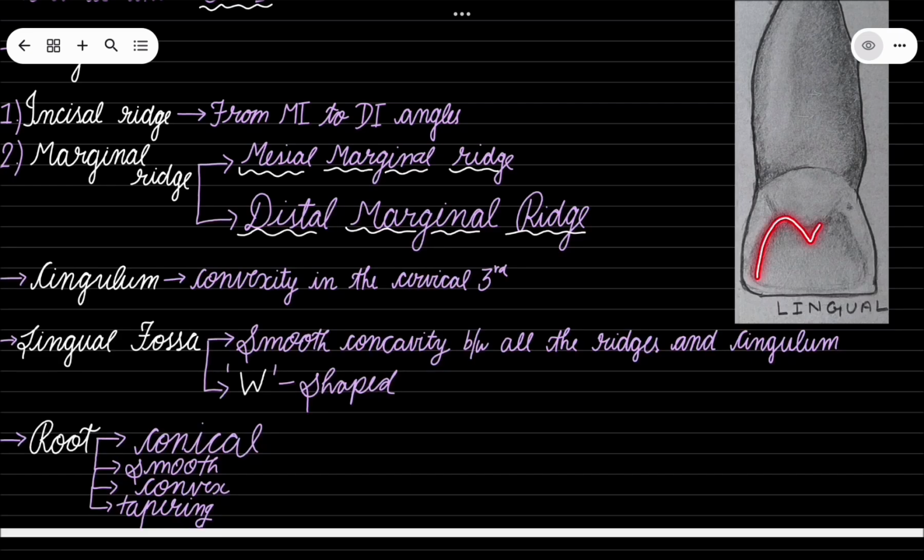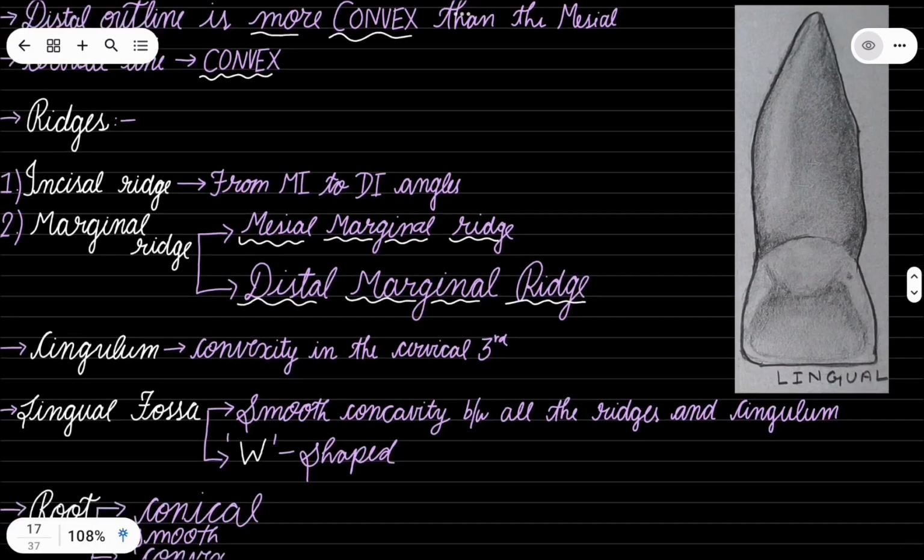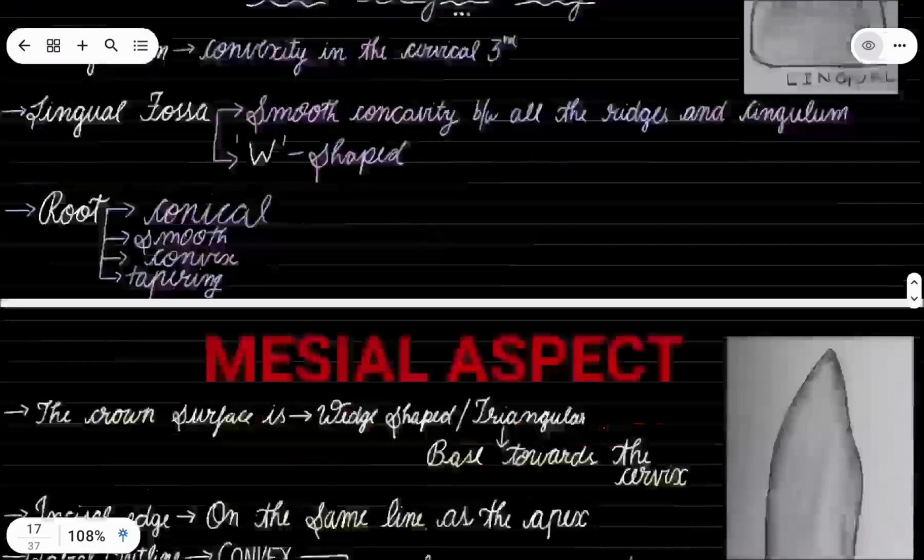Now if we trace it, you will be able to see it is a W shaped or M shaped fossa, which is a characteristic of the central incisors. The root similarly is conical, smooth, convex and tapering.